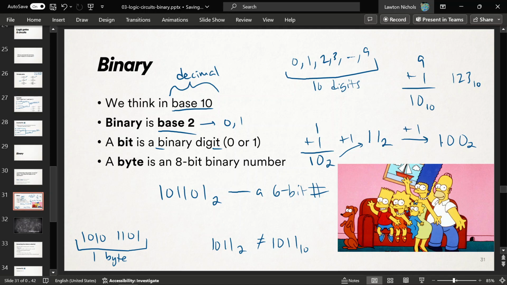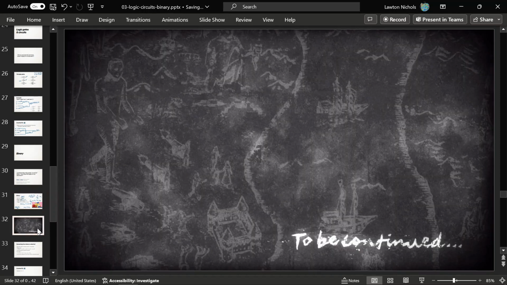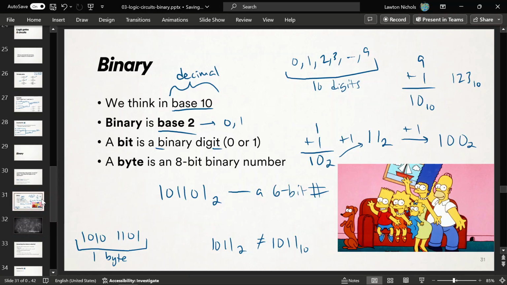And that's, I think, what I wanted to say. Any questions about that? So it's a brand new number system. Binary, base 2, only 2 digits to work with. And we'll have to wait until next time to learn how to convert between binary and decimal.